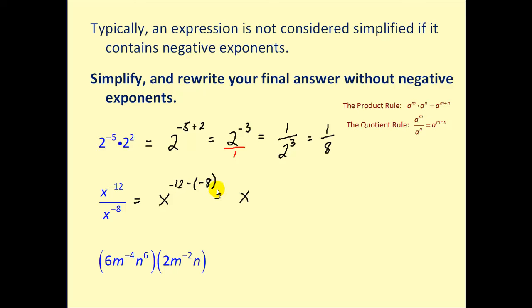So this would equal x to the power of negative 4, but again, to have our answer with a positive exponent, we just need to move this down to the denominator, which would equal 1 over x to the 4th power.